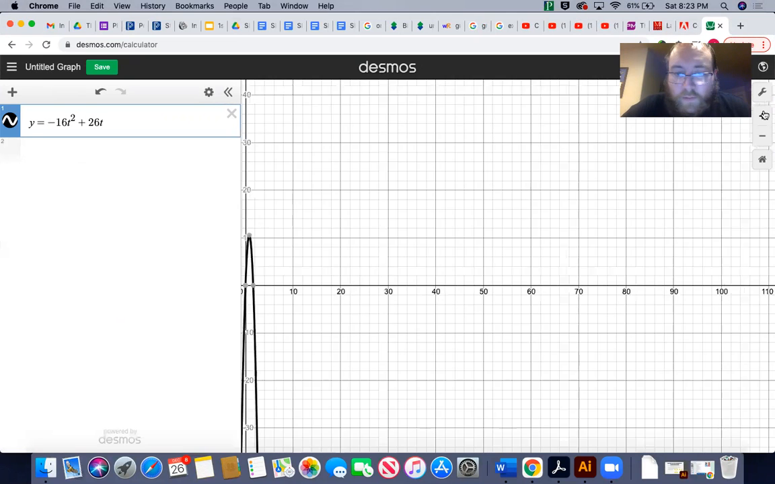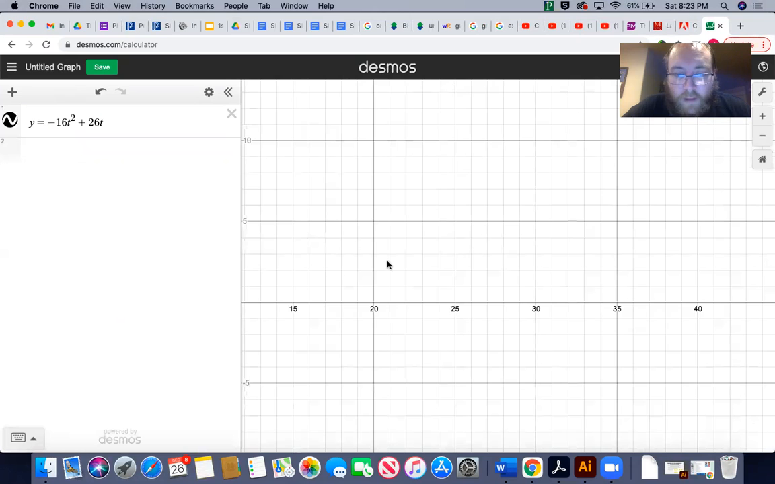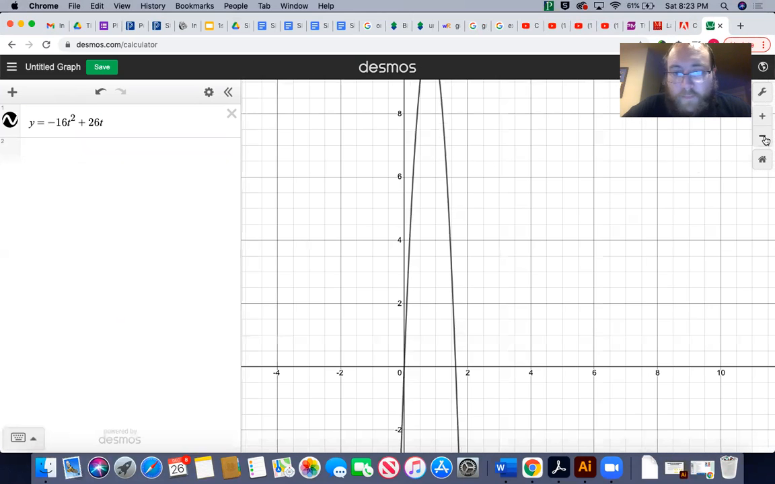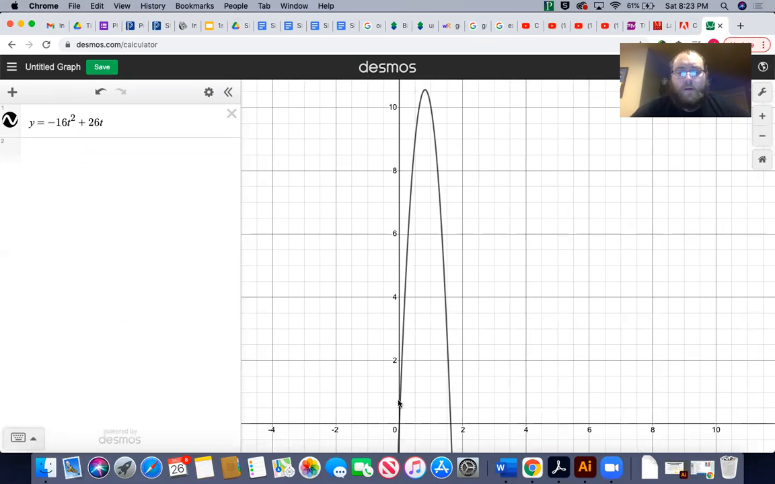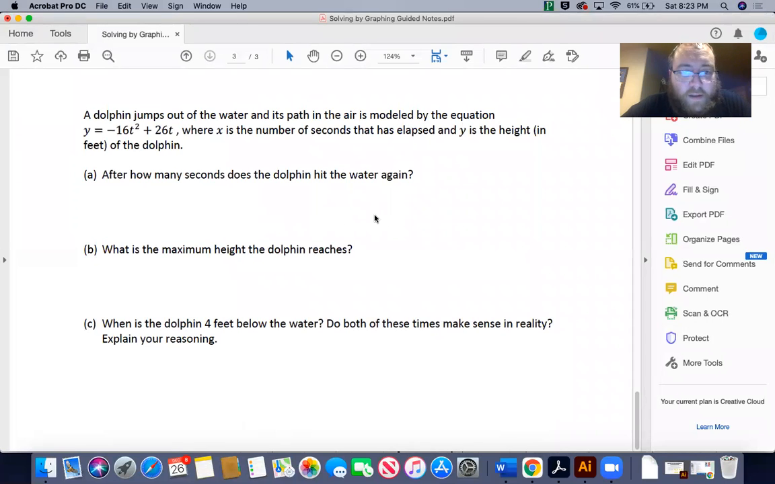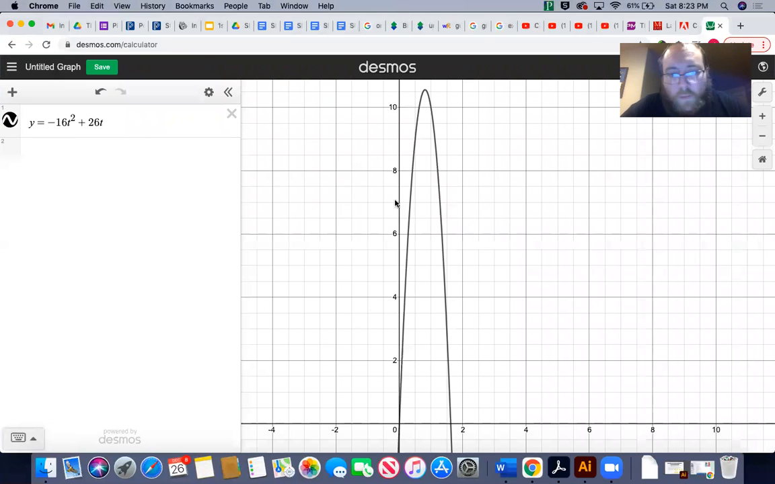Okay, so we're going to have to zoom in here and drag over. Okay, so here's a model of how high the dolphin jumps, right? So after how many seconds does the dolphin hit the water again? Well, let's click on our graph.